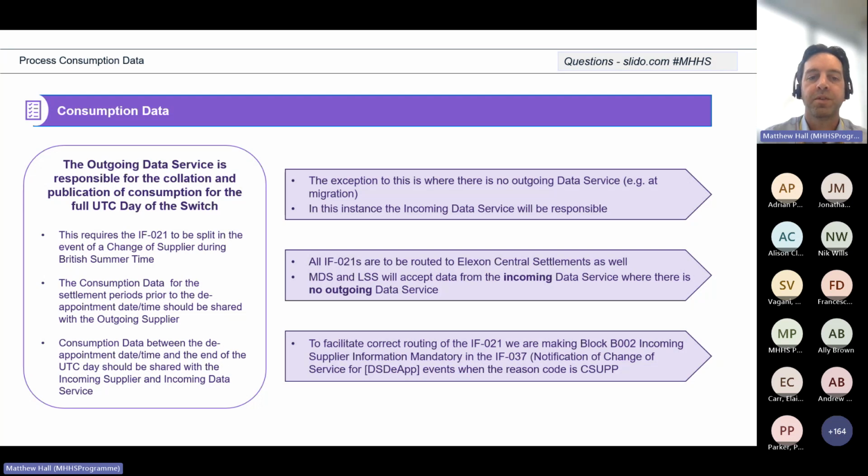And finally, to facilitate correct routing of the IF21, we're making block B2, which is the incoming supplier information, mandatory in the IF31 when there's a data service de-appointment event and the reason code is CSUP, which is change of supplier.